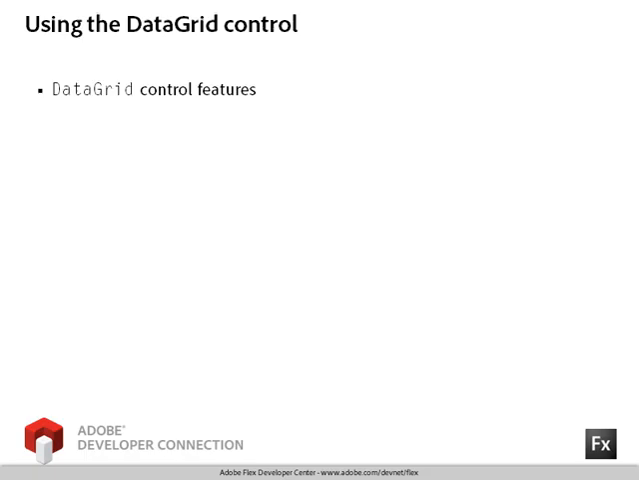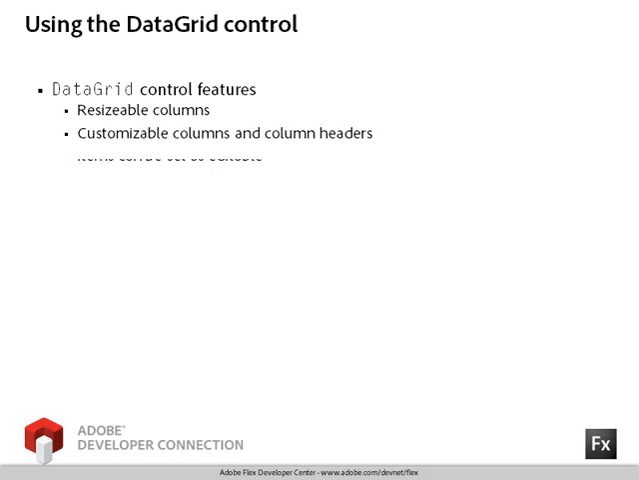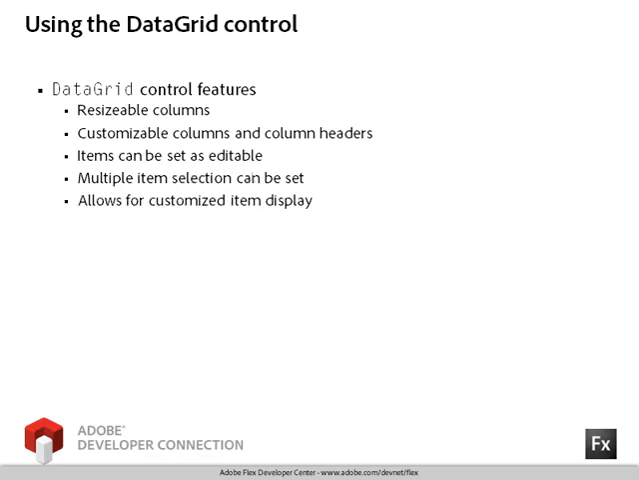Some of the DataGrid control features include resizable columns, customizable columns and headers, the ability to set columns as editable, the ability to create custom cell displays, the ability to allow for multiple selection, the implementation of paging data, and drag and drop capabilities. In this video, you will learn about the first four features. The rest are outside the scope of this training series.